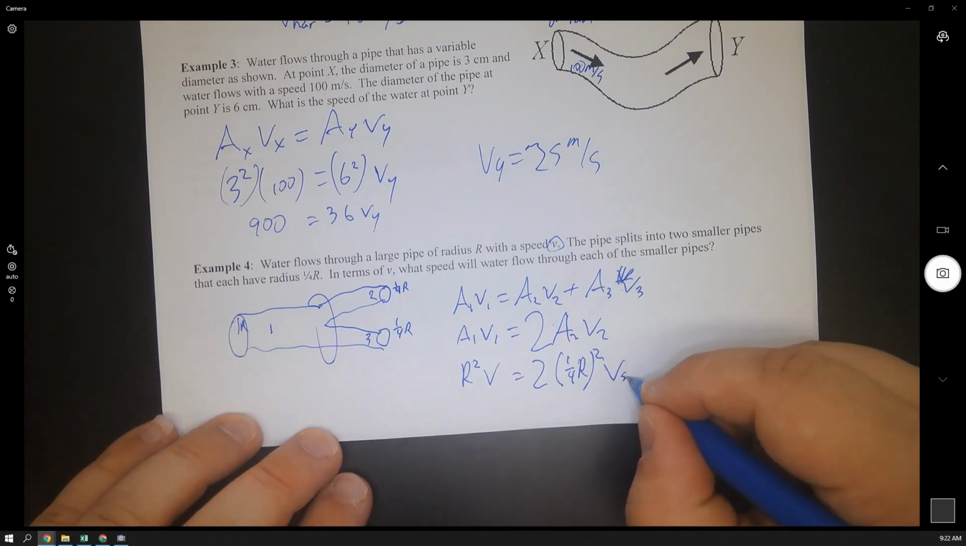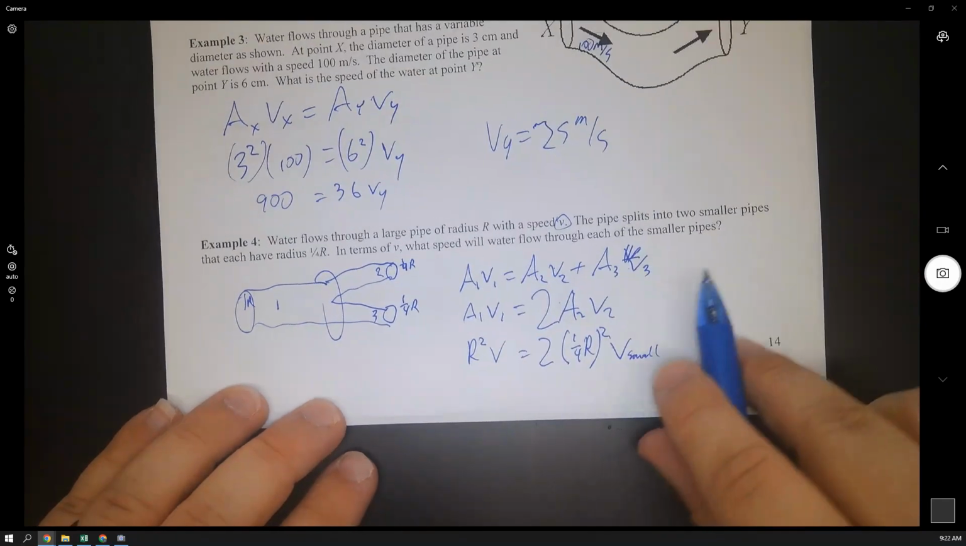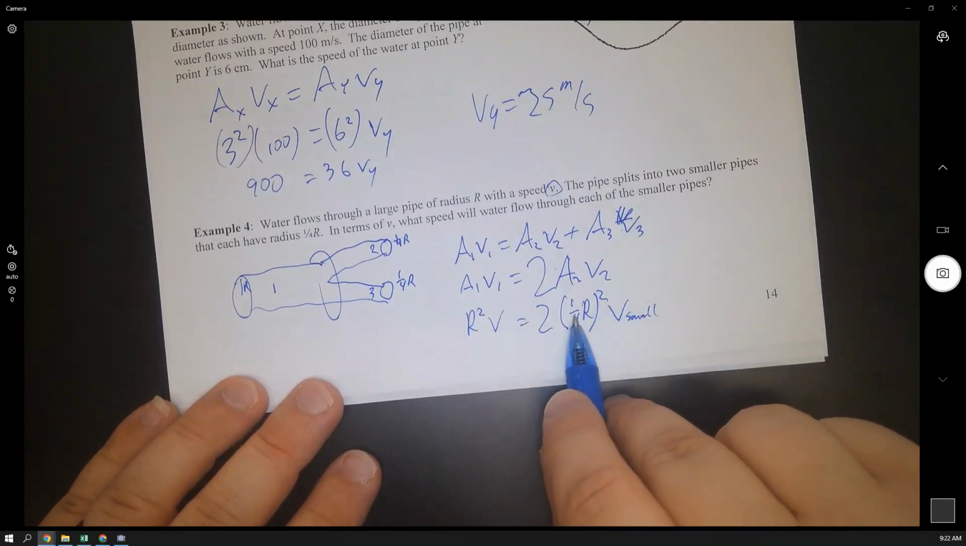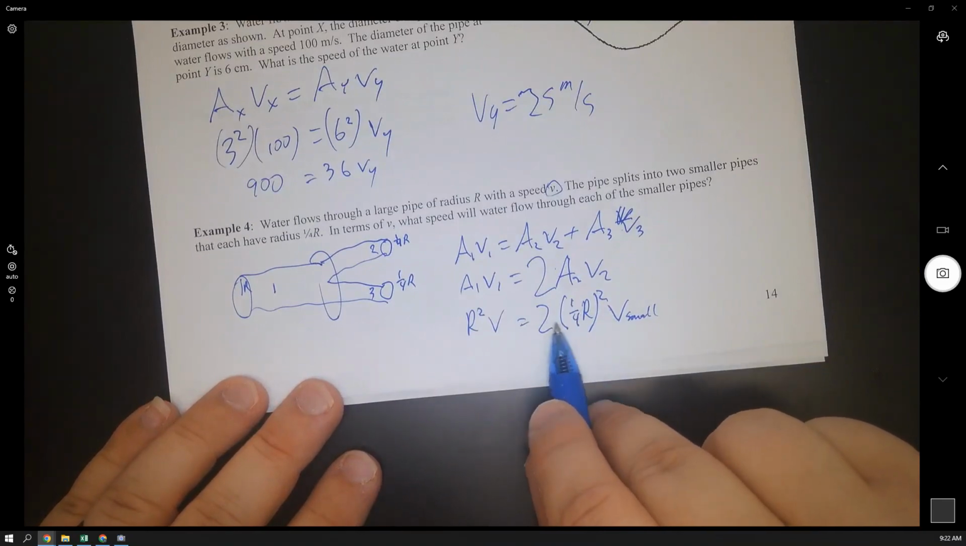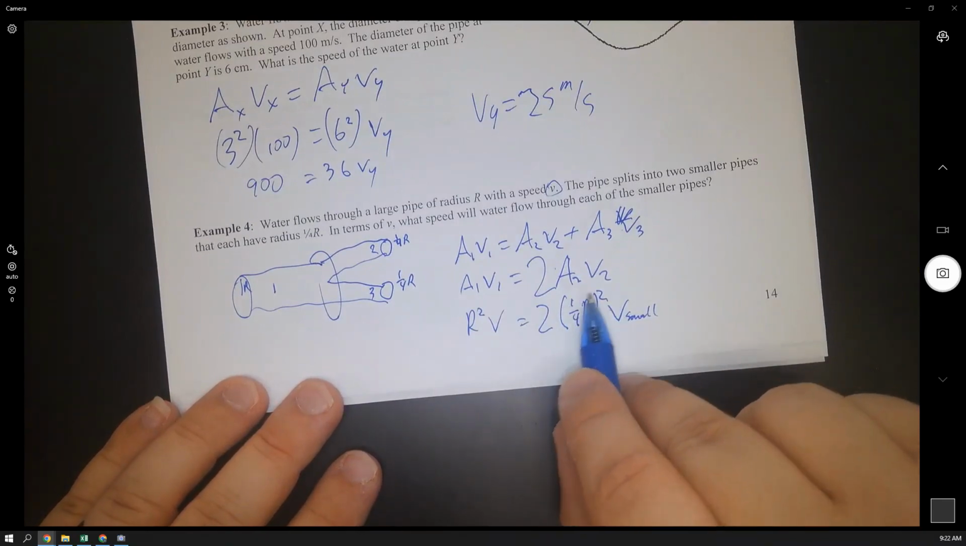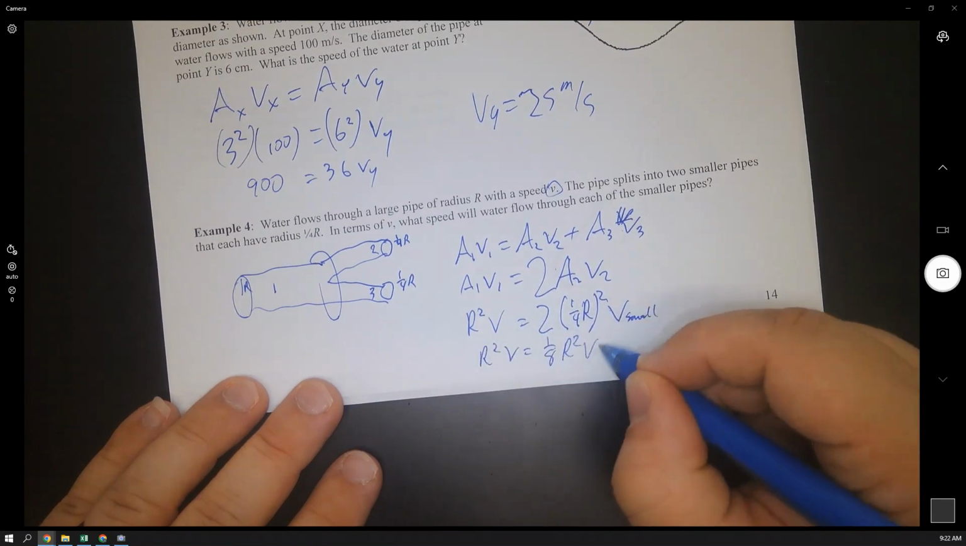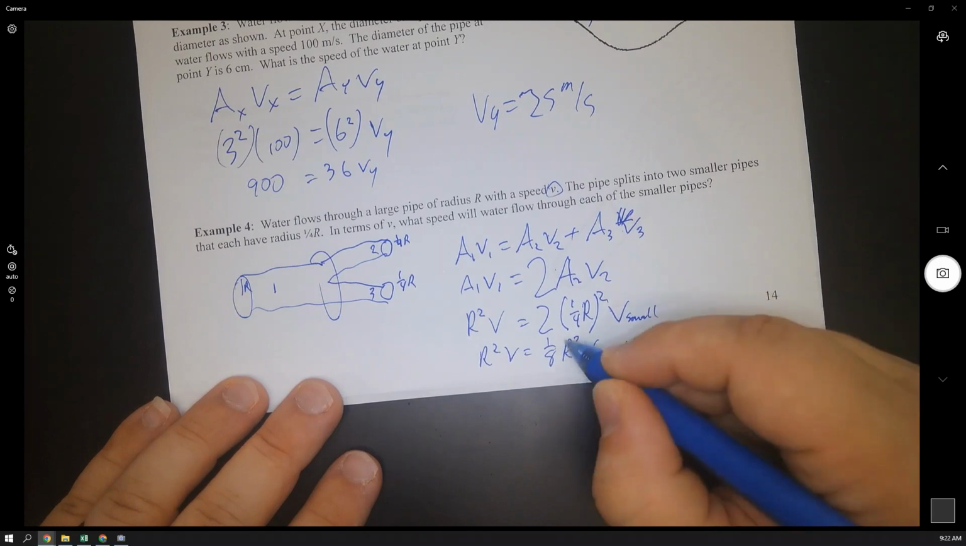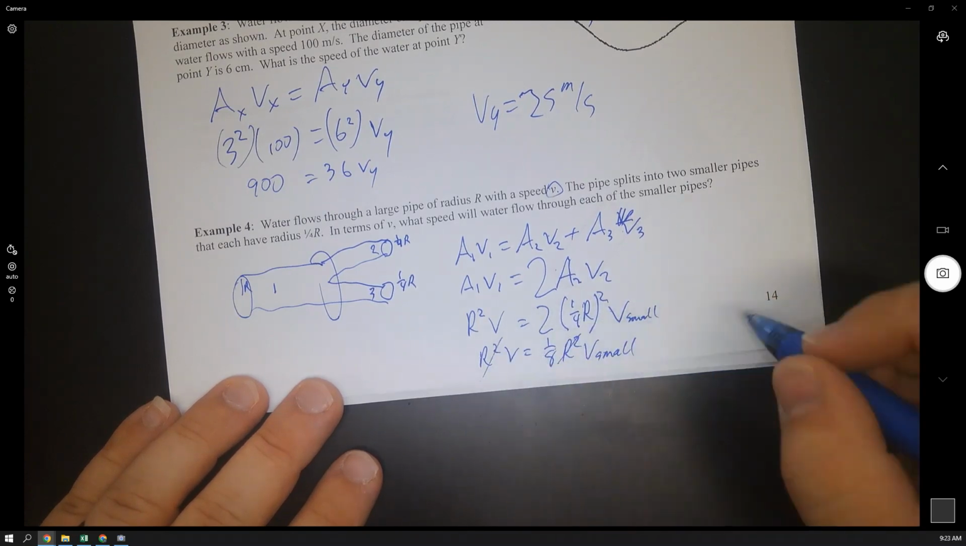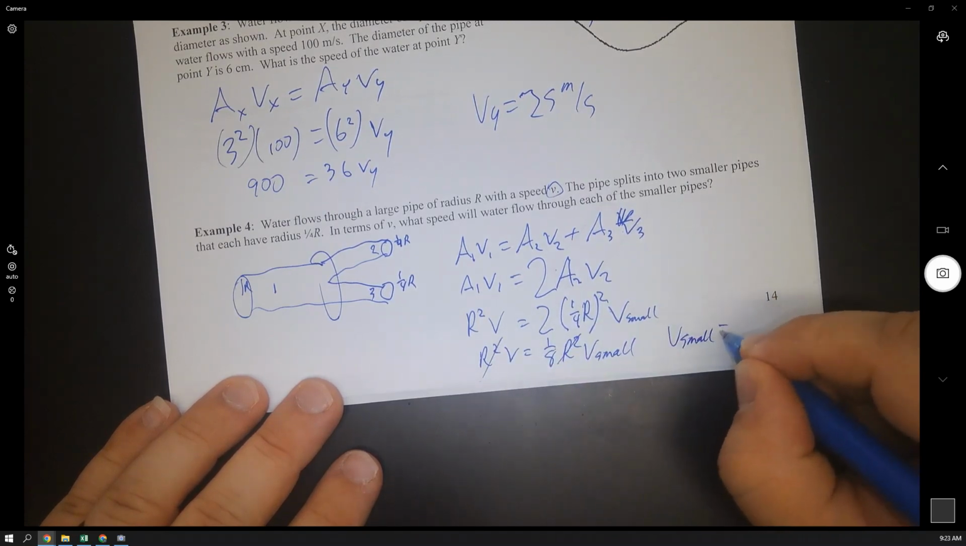Okay, and then the V, I'm going to call it V small, actually, if you don't mind at this point. Okay, so this is 1/16 times 2. 1/16 because of squared times 2. So r squared V equals 1/8 of an r squared V small. So now the r squareds are going to cancel out and the 8 comes up. The V small is going to be 8 times the V.